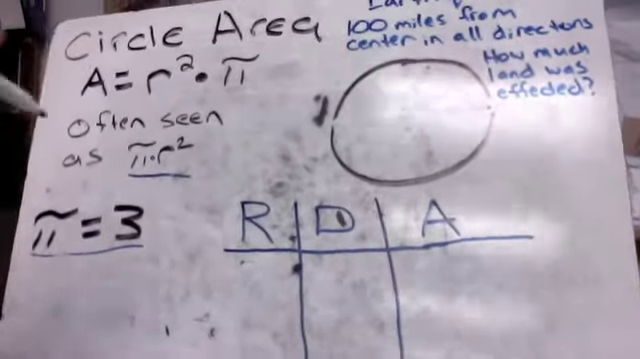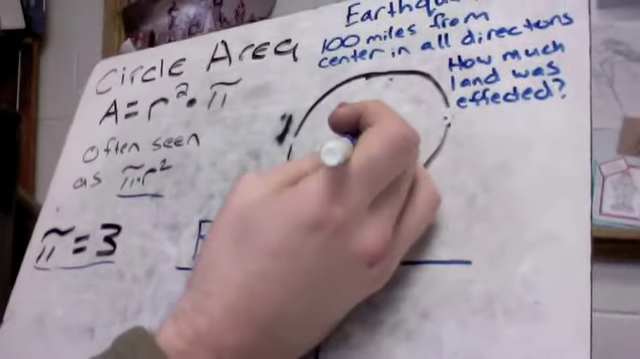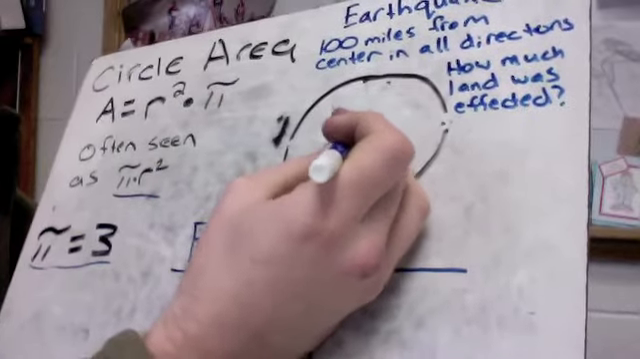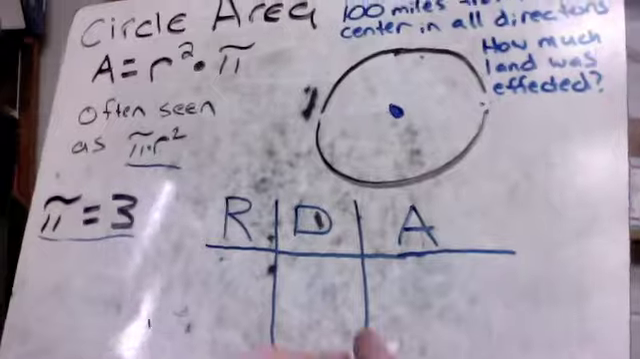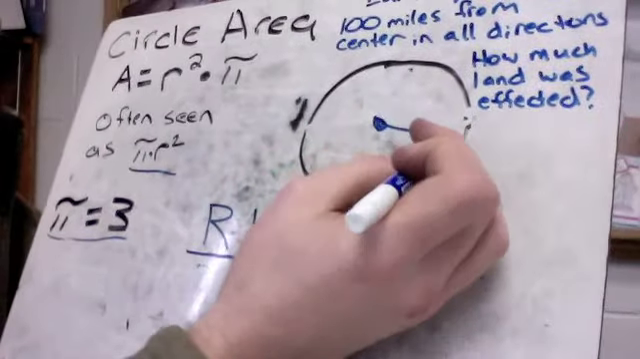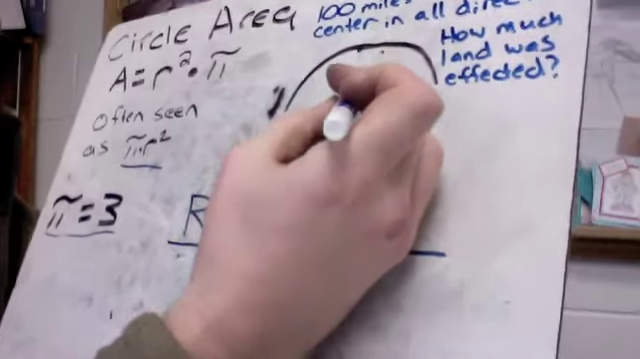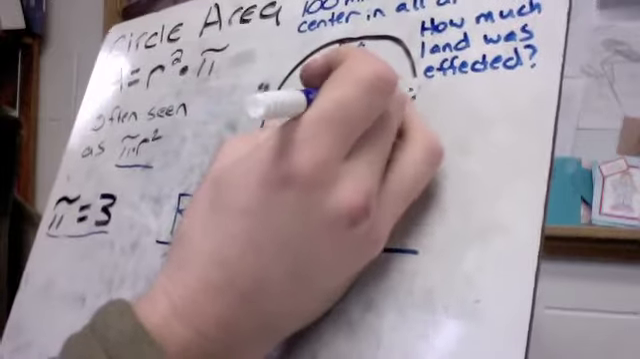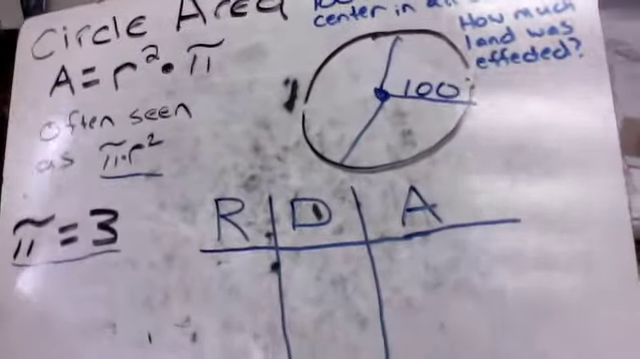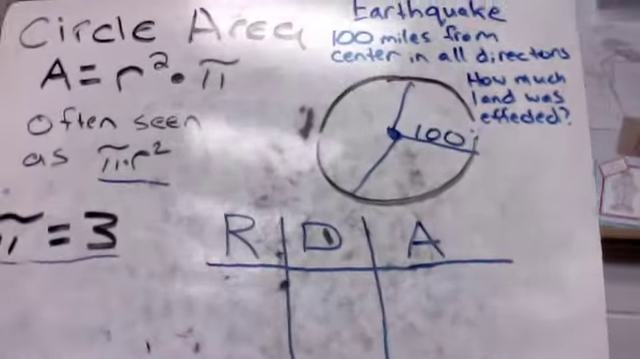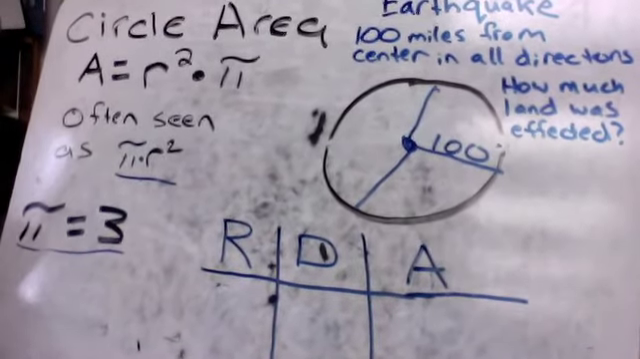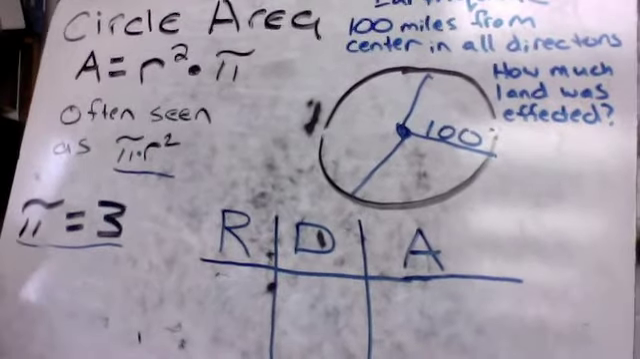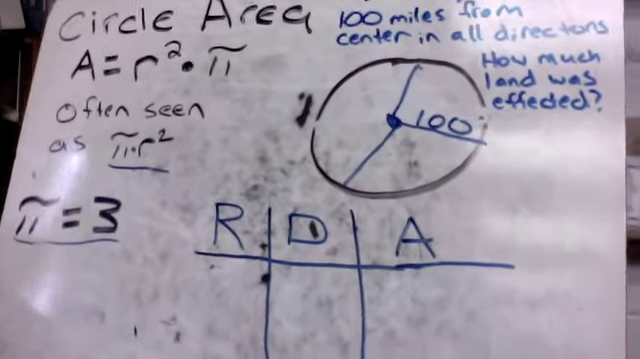So what they're saying is that from where it originated, right here, it is 100 miles in all directions. 100 miles from there, 100 miles from there, 100 miles from there. It doesn't matter. It's 100 miles in all directions for the people who are affected by this. Okay, and I want to know basically the entire land amount that was affected.